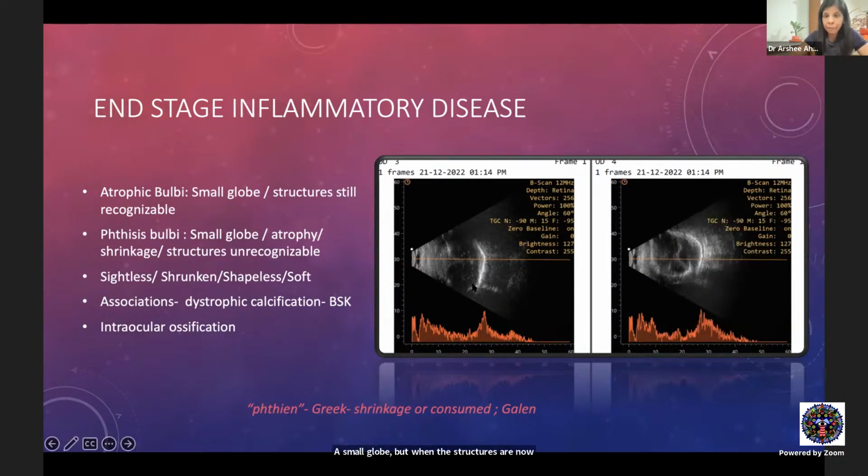So here we see this is a patient with a phthisical eye. I've put this so that you can see that this high spike here on the ultrasonography, which corresponds to the calcium deposition, the early intraocular ossification. So the 4 S's, which are classically described as sightless, shrunken, shapeless, and soft. So these would fit into the phthisis bulbi.